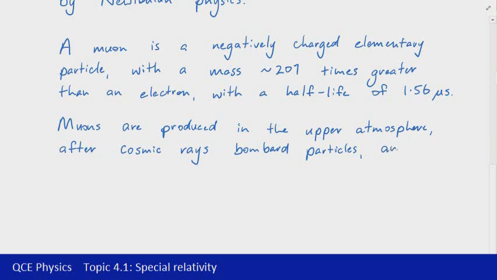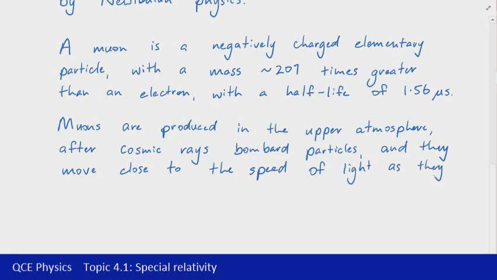And when they're produced, those muons would be moving at speeds close to the speed of light. And by close to the speed of light, we're talking about 99% or higher. And that speed is when they fall towards the Earth. So there's the setup of this particular experiment. The way that these muons were then measured is the important thing that we need to consider.